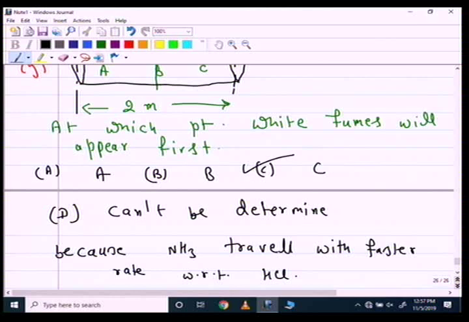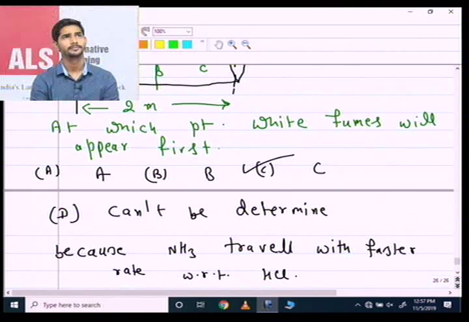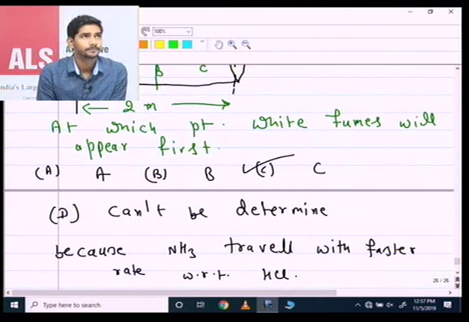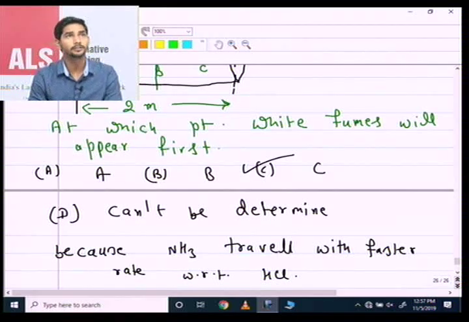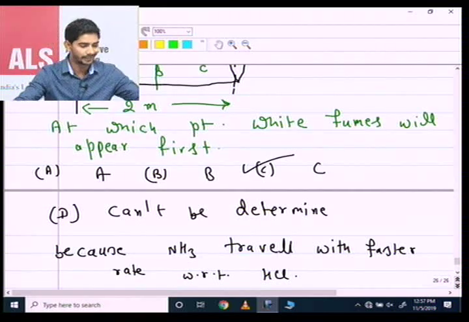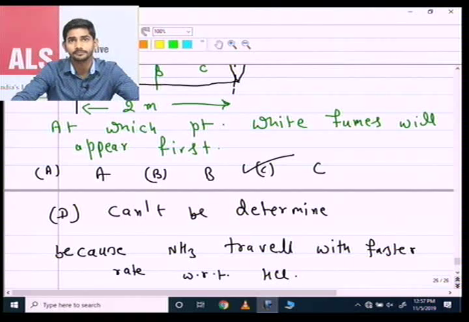Are you getting it? Okay. So guys, these kinds of questions are used for brain exercise. I hope everyone is getting this question. If anyone has a doubt, please ask me right now. If not, we can move on.